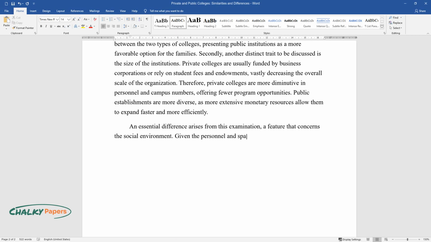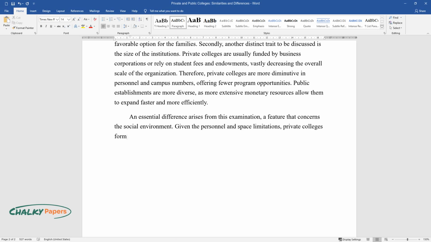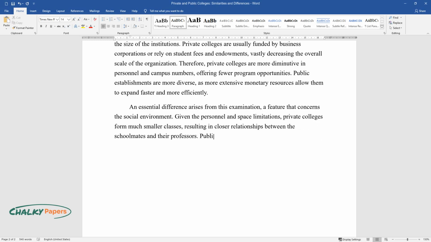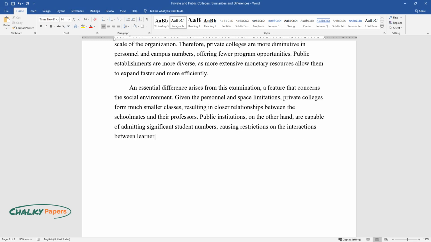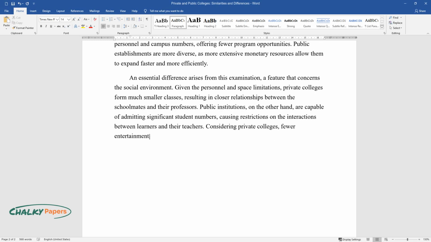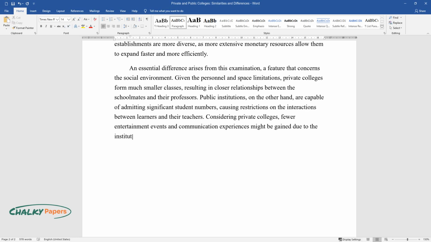Given the personnel and space limitations, private colleges form much smaller classes, resulting in closer relationships between the schoolmates and their professors. Public institutions, on the other hand, are capable of admitting significant student numbers, causing restrictions on the interactions between learners and their teachers. Considering private colleges, fewer entertainment events and communication experiences might be gained due to the institution's sizes and population numbers.